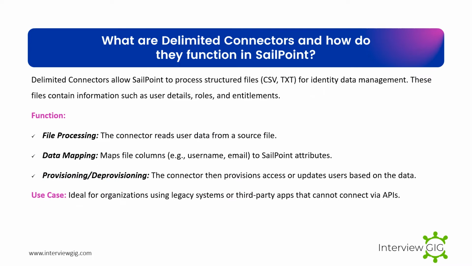What are delimited connectors and how do they function in SailPoint? Delimited connectors allow SailPoint to process structured files, CSV, TXT, for identity data management. These files contain information such as user details, roles, and entitlements. Function. File processing. The connector reads user data from a source file. Data mapping. Maps file columns, e.g. username, email, to SailPoint attributes. Provisioning, deprovisioning. The connector then provisions access or updates users based on the data. Use case. Ideal for organizations using legacy systems or third-party apps that cannot connect via APIs.